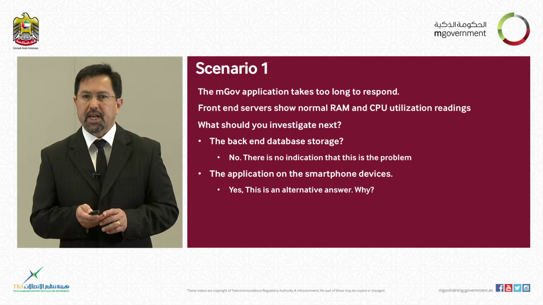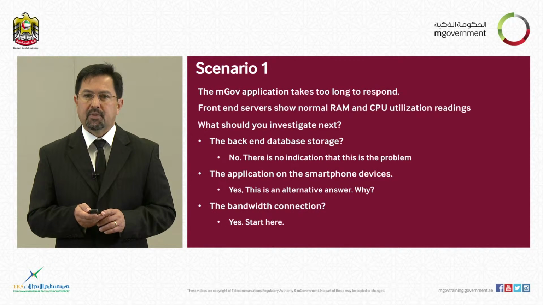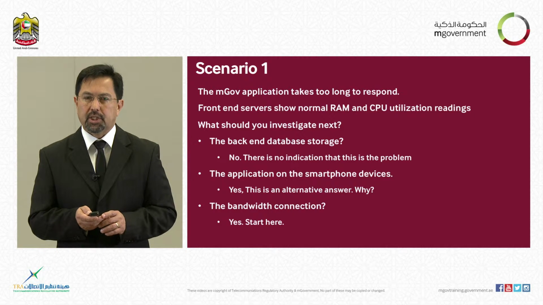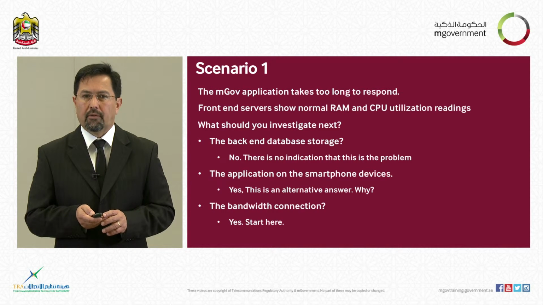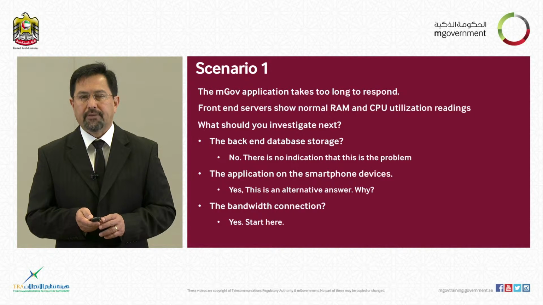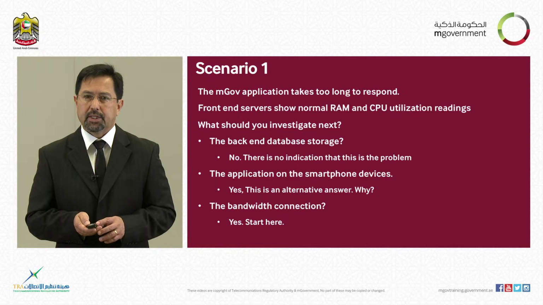How about the application on the smartphone device? Possibly. But I would say that the first and most important place to start is looking at the bandwidth utilization. The bandwidth connection may be over a Wi-Fi connection, over the carrier services that are provided, or possibly the availability of bandwidth to the servers that are actually hosting the application. So that's one place to begin to look, and probably the first one to look at in this scenario.